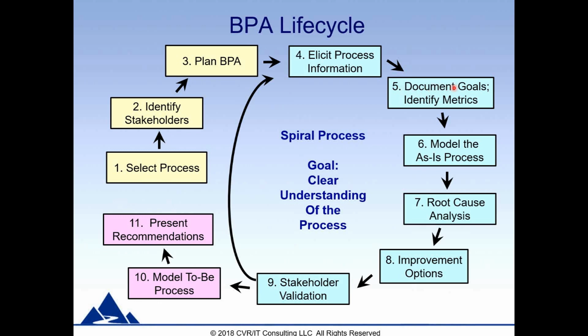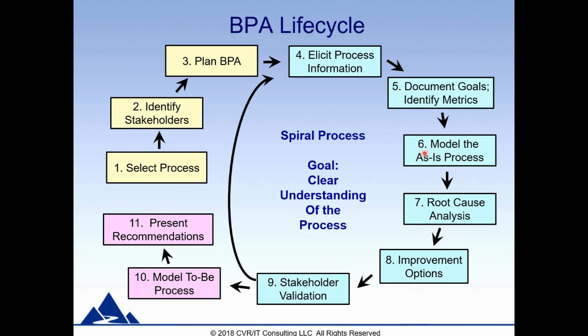So we identify metrics, which are measurements we can take, that help us determine that. Is the process meeting its goals? Is the process doing that efficiently? Is it using a reasonable amount of time and resources? Once we have that information, we model the as-is process using a variety of different graphical and other models, such as swim lane diagrams, flow charts, use case models, and a variety of others that BAs are trained to use. We use the modeling in order to ensure that everyone agrees on how the current process works.